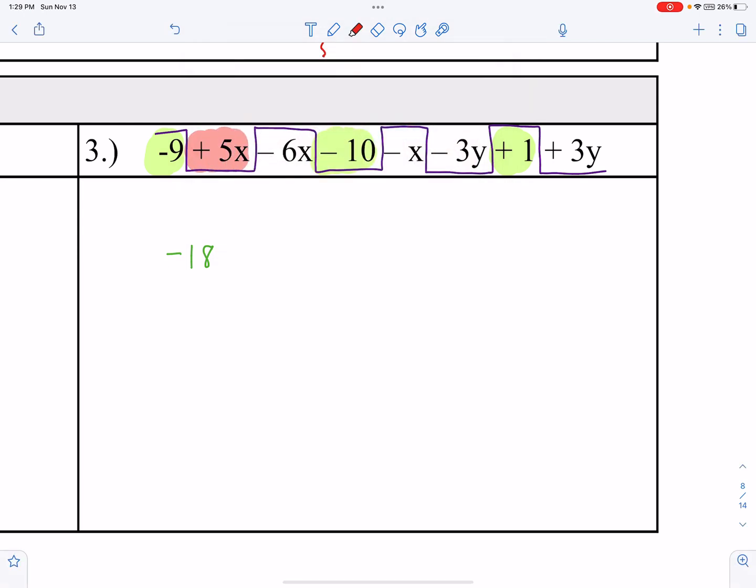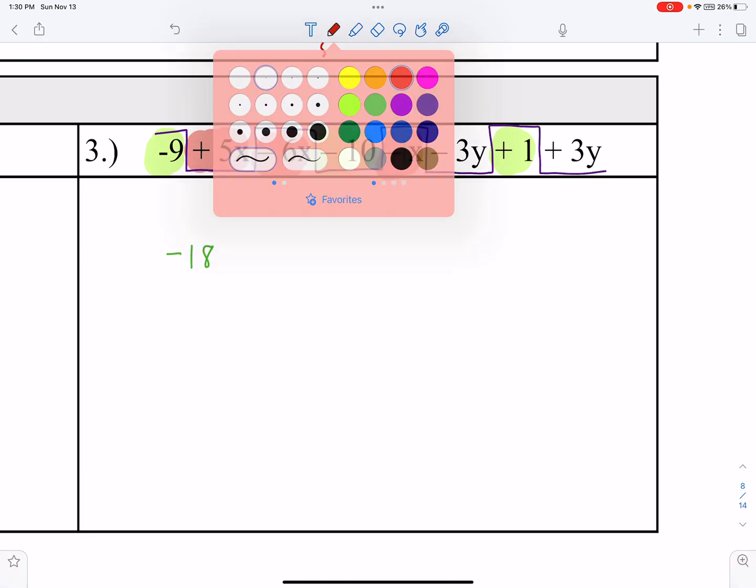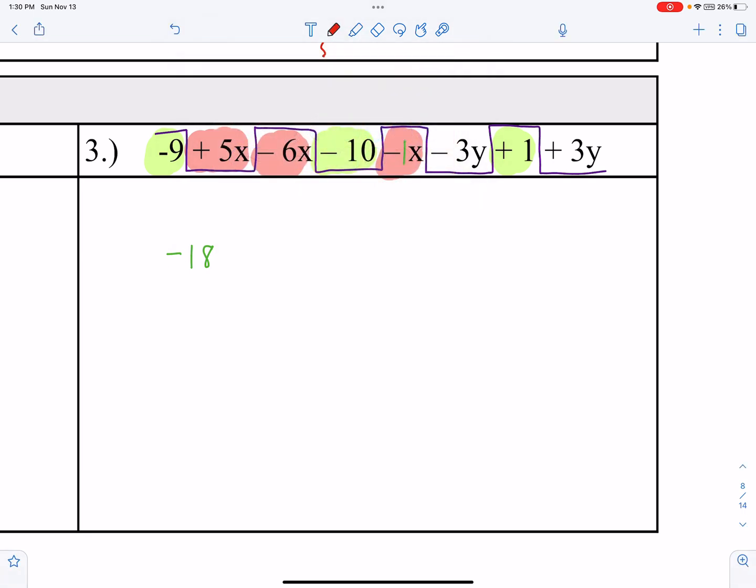We have a positive 5x, so I'm just looking for all the x clubs. And then I have a negative 6x. I have a negative 1x. No other x's. Okay, so now we'll go ahead and combine those like terms because they have the same variable. And so we'll add up all the coefficients. So I have a positive 5 and a negative 6. So I'm making just a little note. So far I'm at a negative 1x.